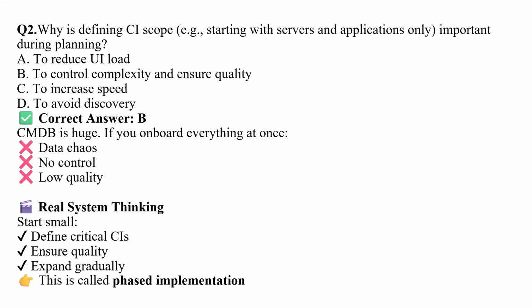Why? If the CMDB is huge and you onboard everything at once, then data issues arise. There is no control, then low quality. So always start small. Define the critical CIs, ensure the quality, and expand gradually, slowly. This is called phased implementation.